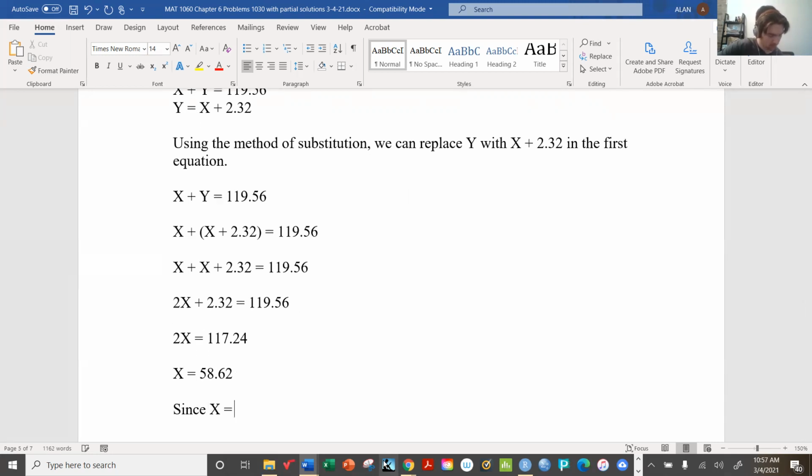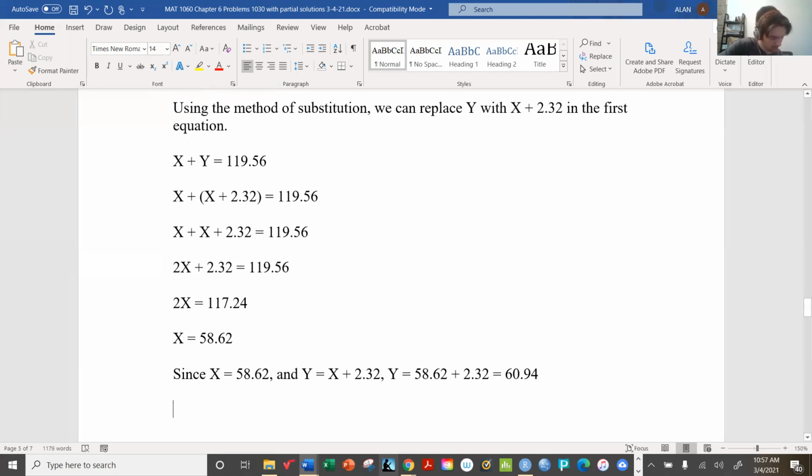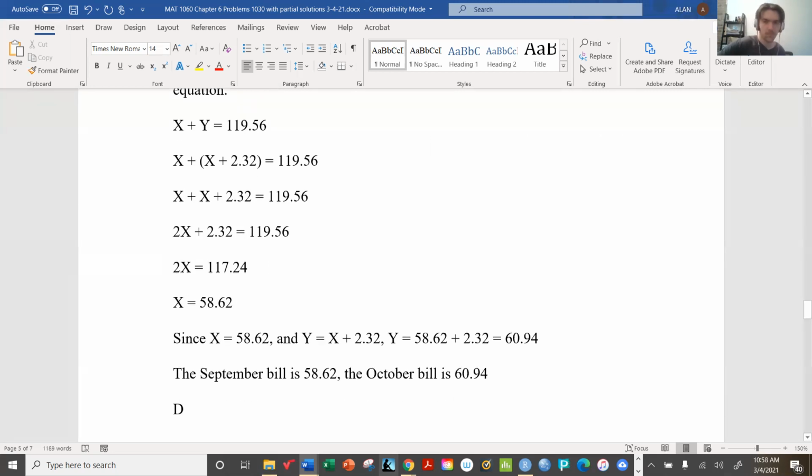And since x equals 58.62 and y equals x plus 2.32, y must equal 58.62 plus 2.32, which turns out to be $60.94. All right, great. So in other words, in conclusion, the September bill is 58.62. The October bill, 60.94.